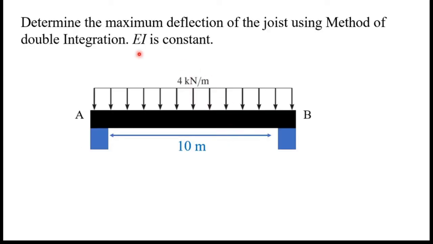So this is our example. It says determine the maximum deflection of the joist using the method of double integration. EI is constant. You can see a simply supported beam here, the span is given as 10 meters and the distributed load is given as 4 kN per meter.